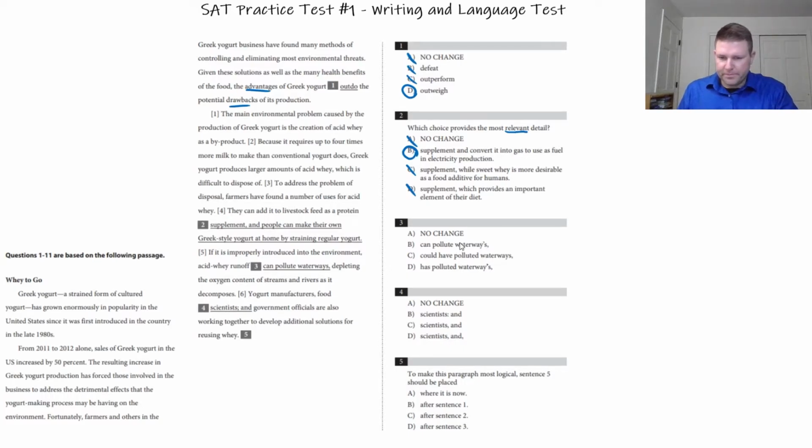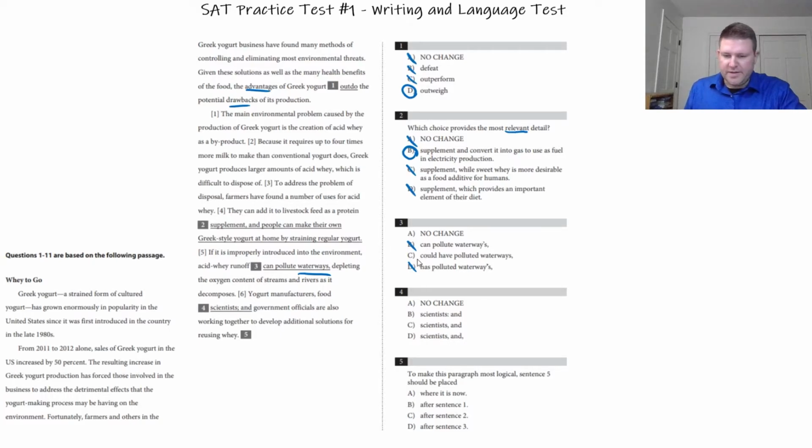Looking at 3, heading all the way down here. If it's improperly introduced into the environment, acid whey runoff can pollute waterways, depleting the oxygen content of streams and rivers as it decomposes. This is right the way it is because waterways in this sense is just being used as plural. There's no possession going on here. So we don't want any of these apostrophe options. So you just chop these guys.